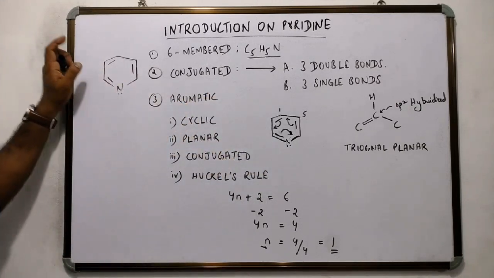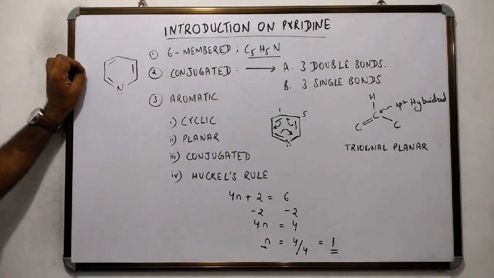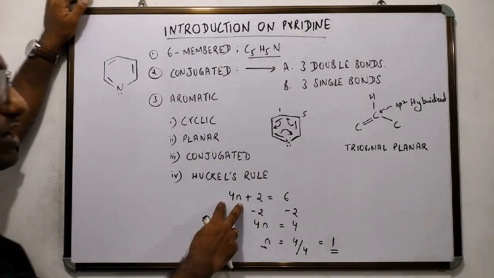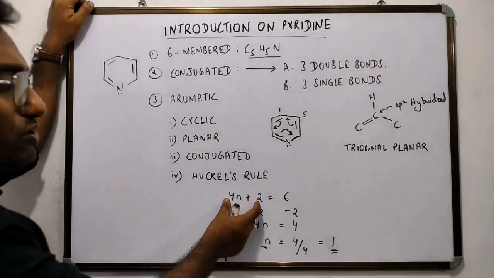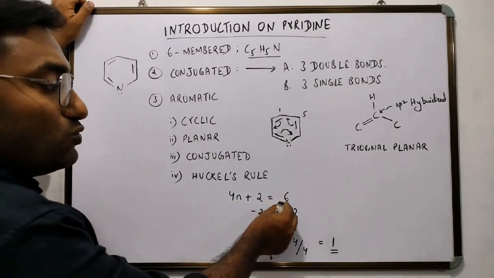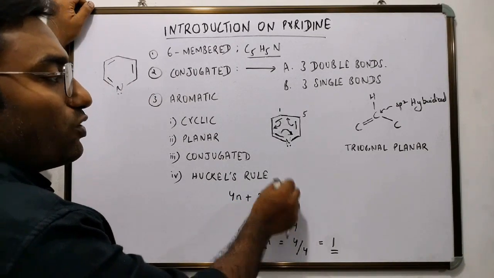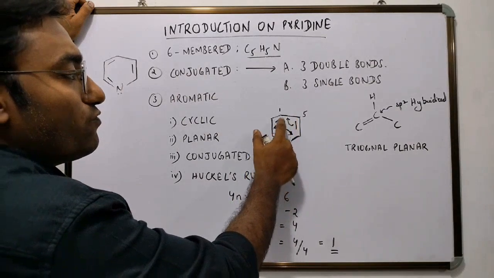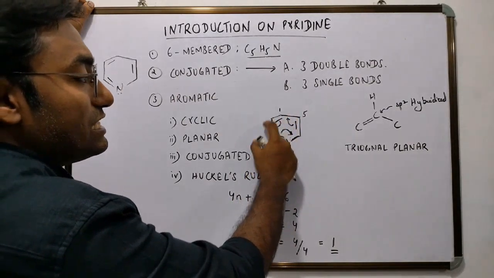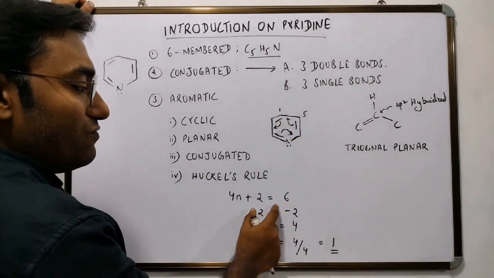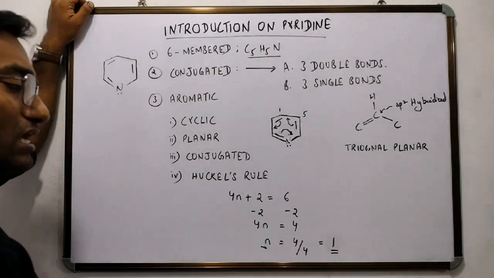For this, we have to apply Huckel's rule. Huckel's rule is the 4n plus 2 pi rule. You write 4n plus 2 is equal to 6 resonating electrons. 1, 2, 3, 4, 5, 6. 6 resonating electrons of the pyridine. 4n plus 2 is equal to 6.